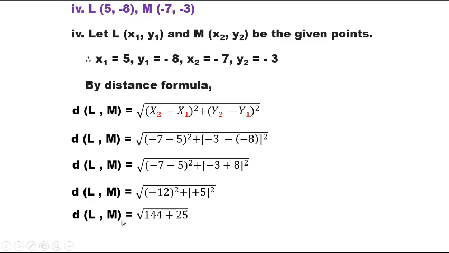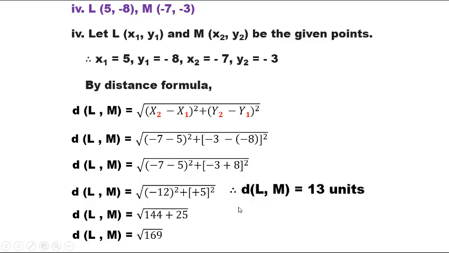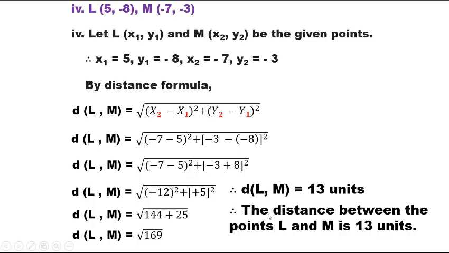Distance between L and M is equal to the square root of 144 plus 25. Distance between points L and M is equal to the square root of 169. Distance between L and M is equal to 13 units. The distance between points L and M is 13 units.